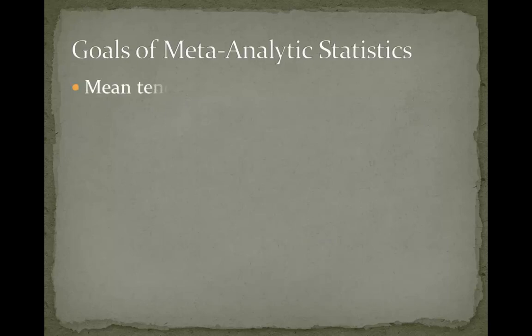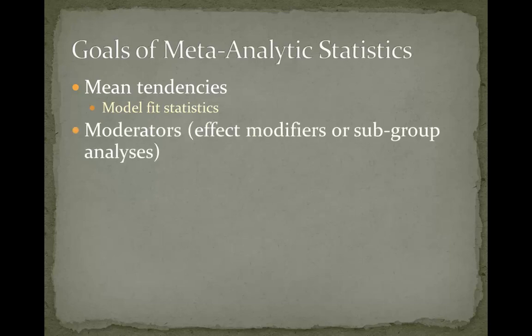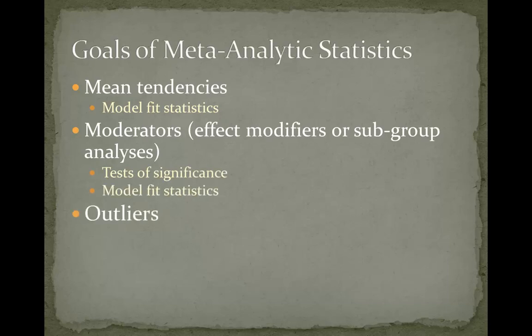So the goals of meta-analytic statistics are to examine mean tendencies in the data that are gathered in a meta-analysis. We have to look at model fit statistics, and we might want to look at moderators, or sometimes they're called effect modifiers or subgroup analyses. We'll have tests of significance for those moderators, and we'll have model fit statistics. And we might want to think a little bit about outliers, although in this talk I'll do less with that. I'll mention it in passing a few times.